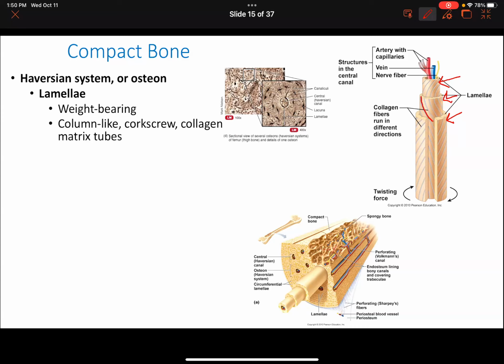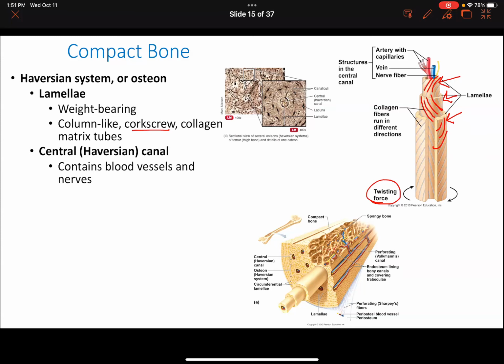You can see the collagen fibers on this lamella are going in this direction, whereas in this lamella, they're going in this direction, and in this lamella, they're going in yet a different direction. And so this gives you this kind of corkscrew type setup or shape with these collagen fibers in different directions. And this really helps bone deal with a twisting force.